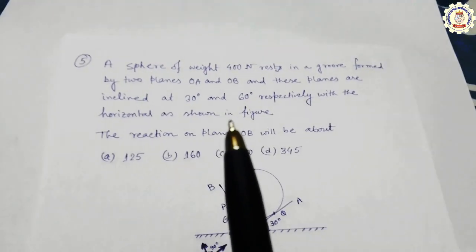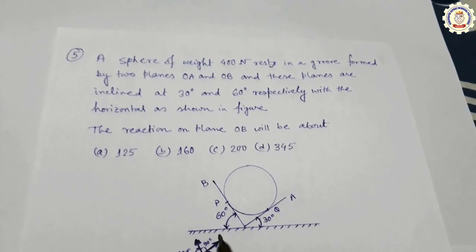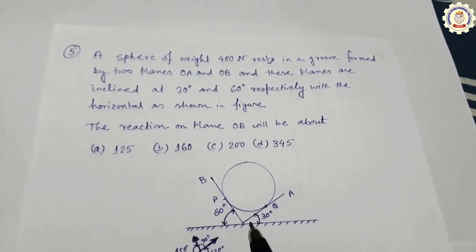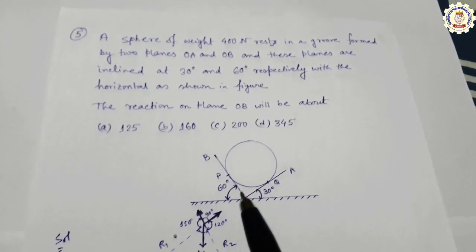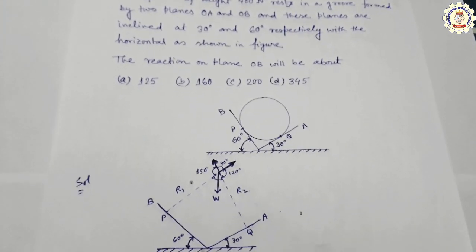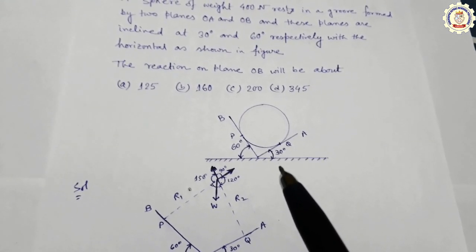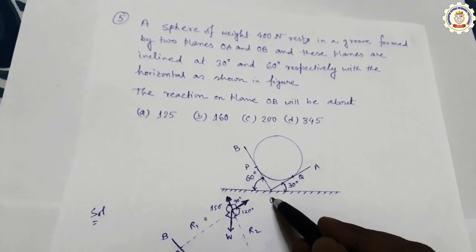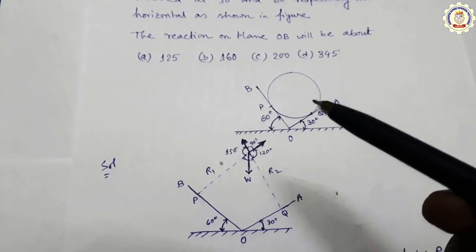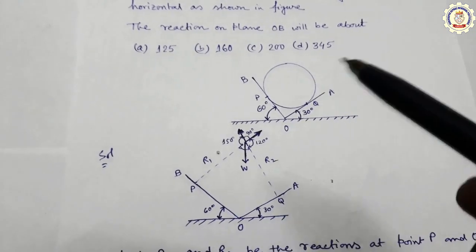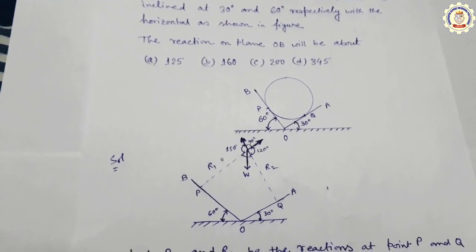So the sphere of weight 400 Newton rests in a groove formed by two planes OA and OB, and these planes are inclined at 30 degree and 60 degree respectively with the horizontal. So this is the main diagram, and from this main diagram you can draw the free body diagram. We have to find out the reaction on the plane OB. I think this is the O point. So we have to find out the reaction OB. You have to simplify this diagram. This is the free body diagram.